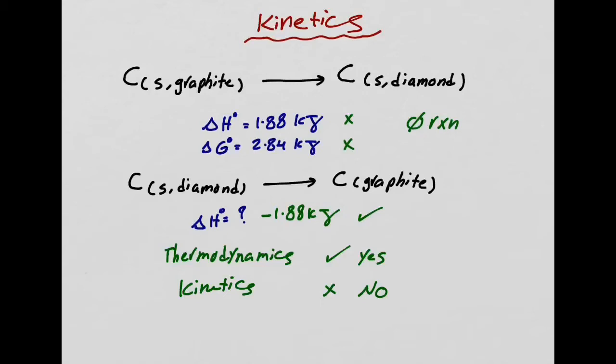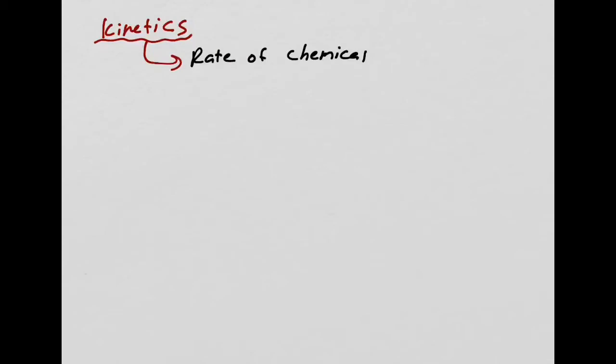So that was an intro into kinetics. What is kinetics? Thermodynamics will tell you if the reaction is going to happen. Kinetics is going to tell you how fast this reaction is going to happen. Kinetics is looking at the rate of chemical reaction, looking at the speed of chemical reaction to see how fast the reaction is going to happen.